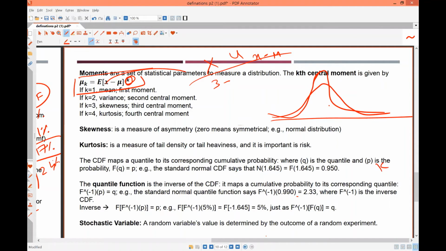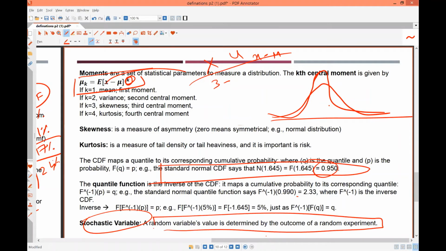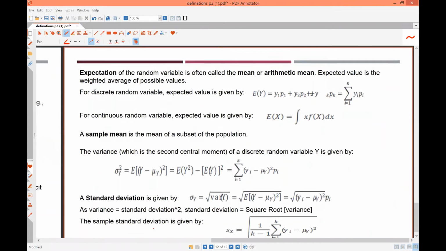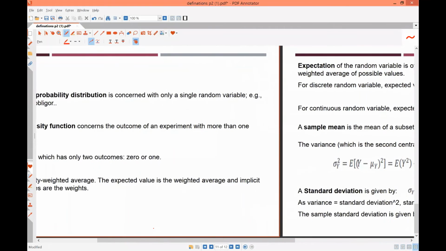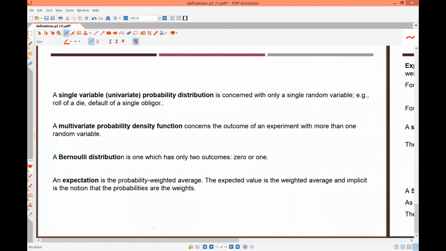The CDF also corresponds to the distribution function, and we'll discuss it later. Then we have the stochastic variable. This is another name for a random variable, where the random variable is determined by the outcome of a random experiment. So random variables are also referred to as stochastic variables. I think I have explained all of these things; that would just be a mere repetition.